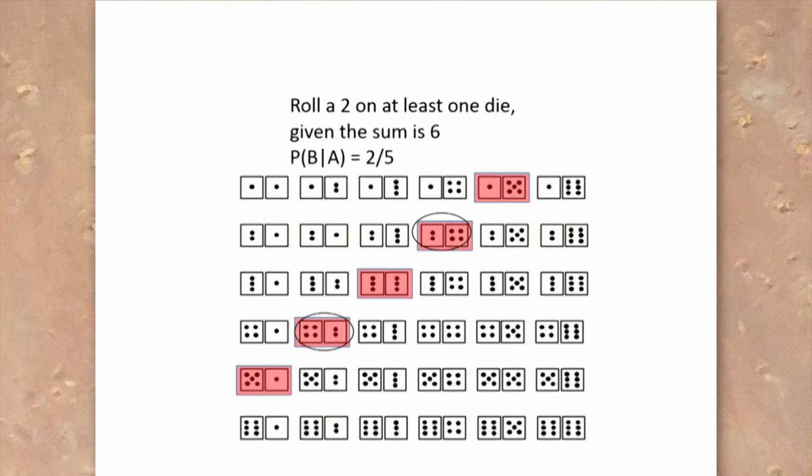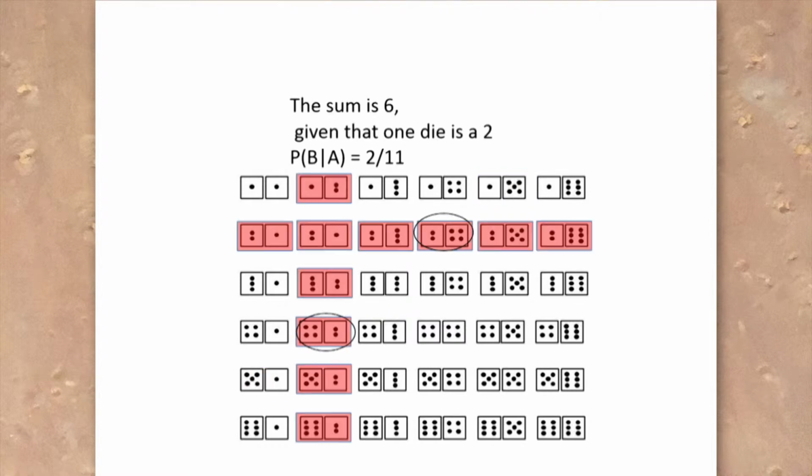Now, suppose I want to know the probability that I get a 2 on at least one die, given that the sum of the 2 dice is 6. In this case, I've reduced the range of possible outcomes from 36 to just those cases where the sum of the 2 dice equals 6. And there are only 5 of those outcomes. Of those 5, there are only 2 that feature a 2 on at least one die. So the conditional probability of rolling a 2 on at least one die, given that the sum is 6, is 2 over 5.